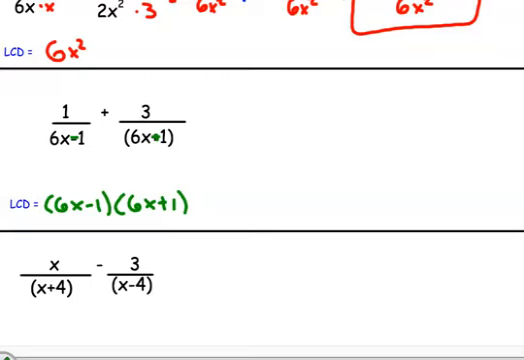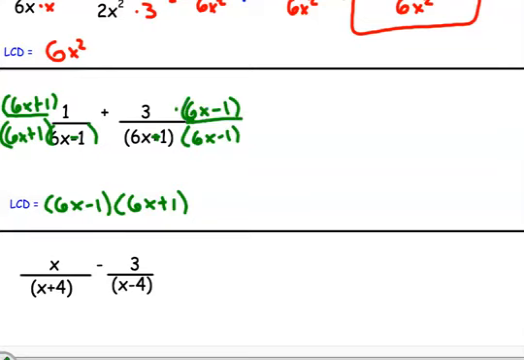So we look at what each one is missing. The one on the left has the 6x minus 1, so it needs the 6x plus 1. Whatever you do to the top, you have to do to the bottom. This one has the 6x plus 1, so it needs the 6x minus 1. And again, whatever you do to the top, you do to the bottom. So the process of finding the lowest common denominator is just multiply the left fraction by the denominator on the right, and multiply the right fraction by the denominator on the left. Just multiply by the denominator that it doesn't have. All right, so then let's simplify this as much as we can.